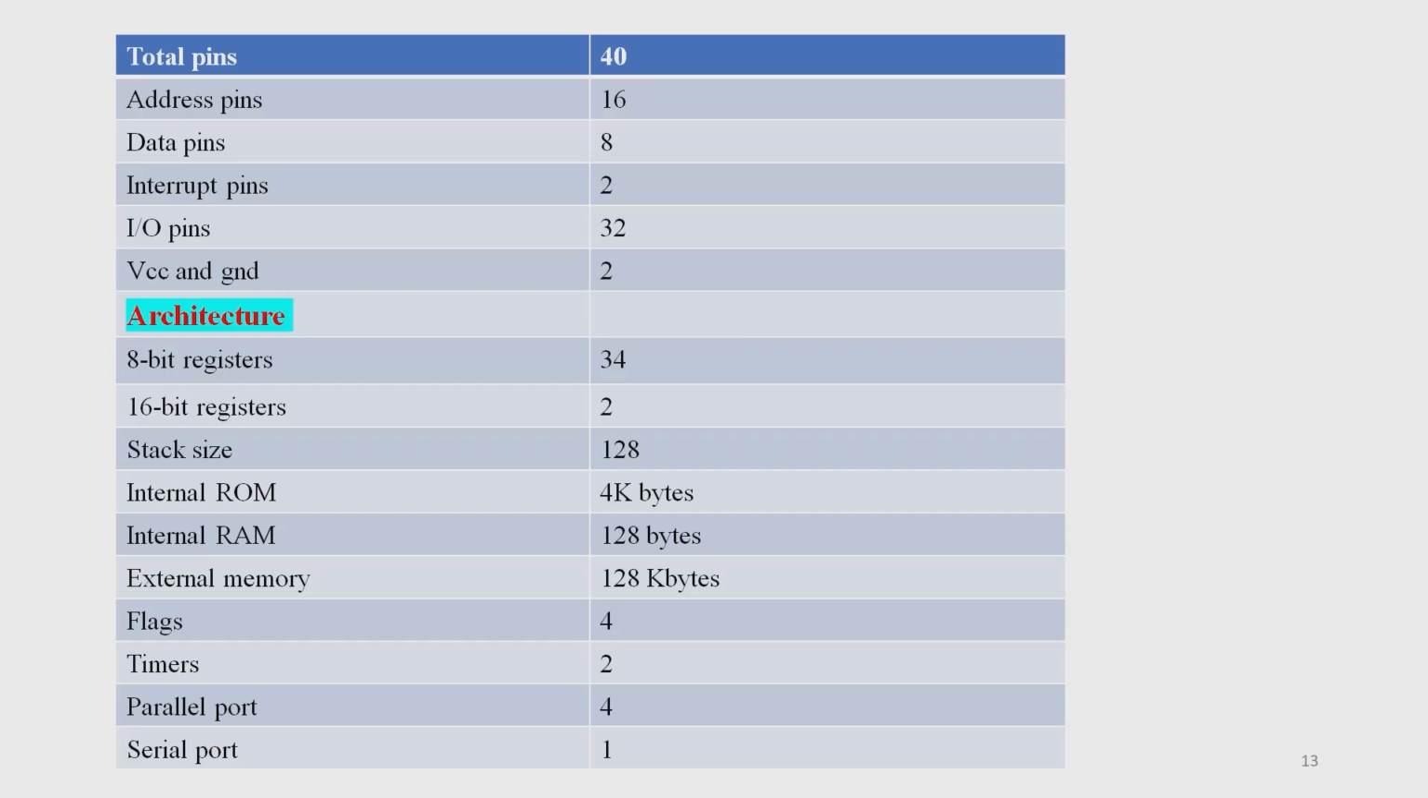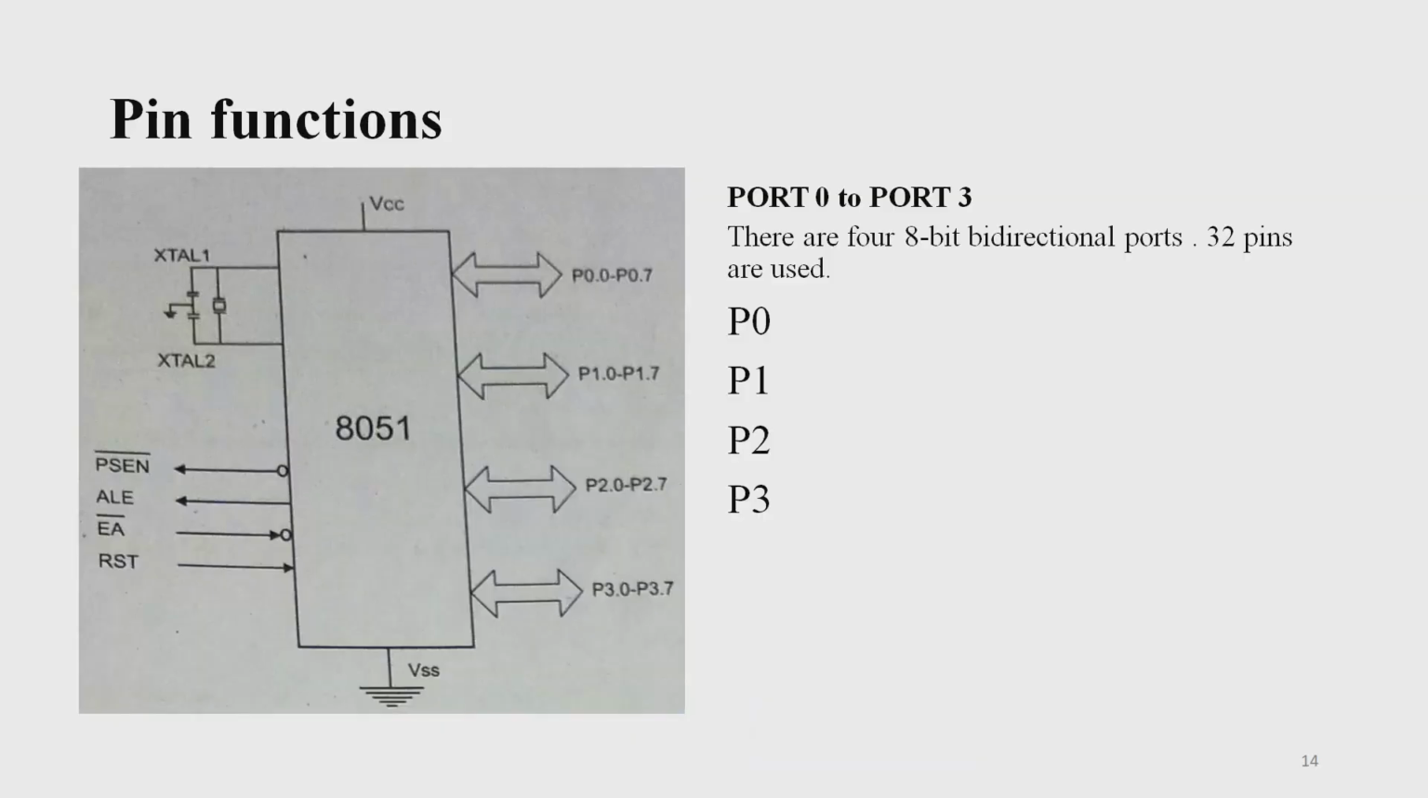The stack size of the 8051 microcontroller is 128 bytes and the internal read-only memory size is 4 kilobytes. The internal random access memory size is 128 bytes. The external memory can be extended up to 128 kilobytes. Here we have 4 match flags, 2 timers, 4 parallel ports and 1 serial port, and the serial port can be very well applied in the case of a universal asynchronous receiver transmitter.